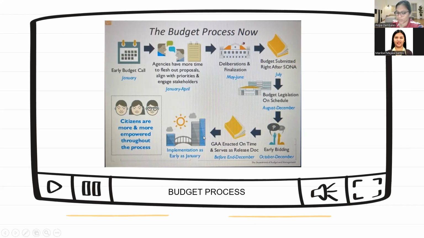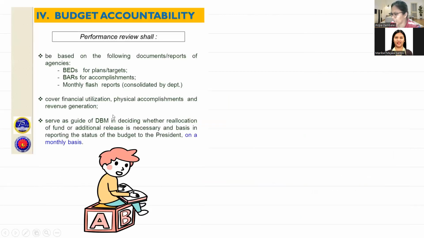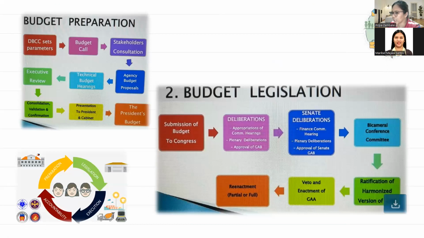So, next, we have the budget legislation. Let me go back to the budget legislation. Under budget legislation, it is done already with the President, and we now submit it to Congress. Upon receipt of the President's budget, the House of Representatives will conduct hearings to scrutinize the various agencies' respective proposed programs and expenditures. So they will go through them one by one now. Thereafter, the House of Representatives prepares the General Appropriations Bill.